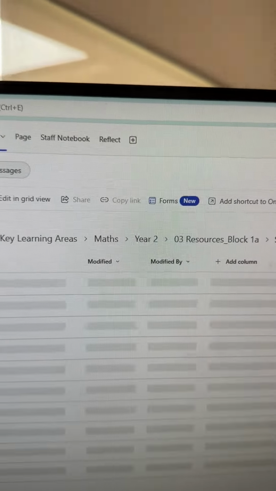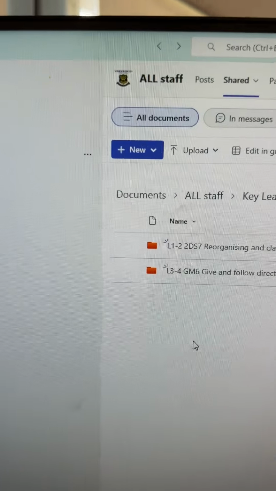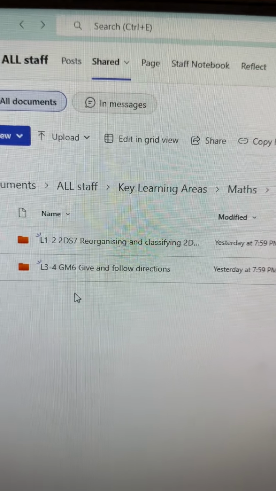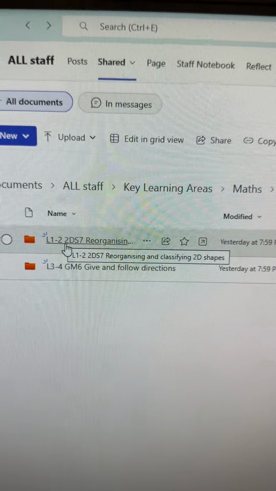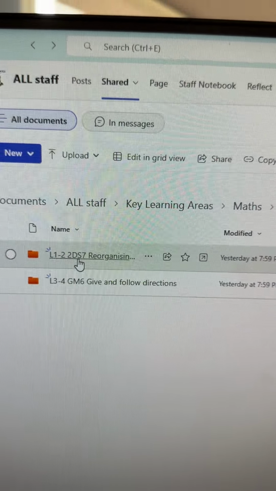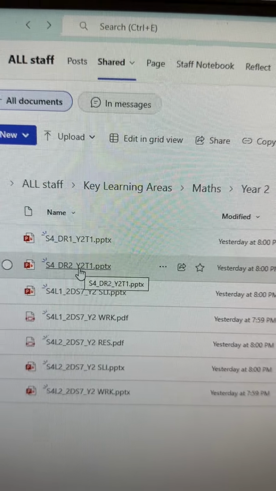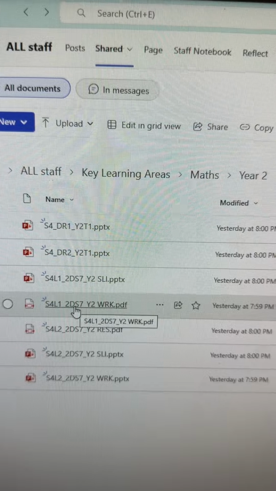If I was to go back now and go into a different one for you, you'll see here, this is sequence 4. Clearly sequence 4 has 2 lessons and then 2 more. And you can see here that's clearly data retrieval, day 1 and 2, lessons and so on.